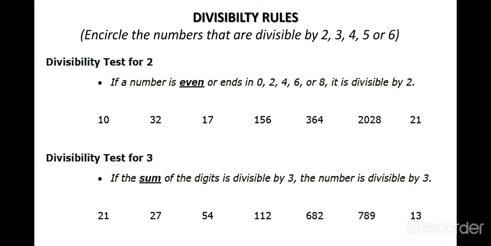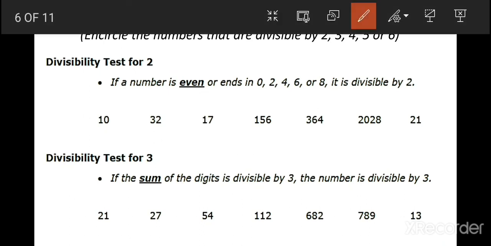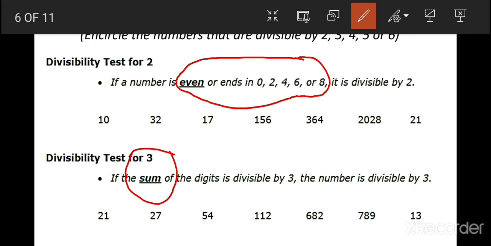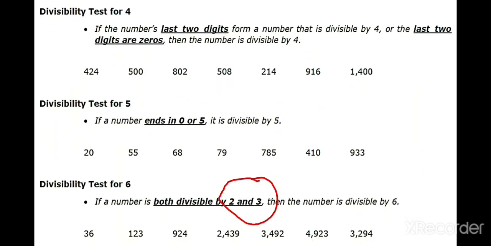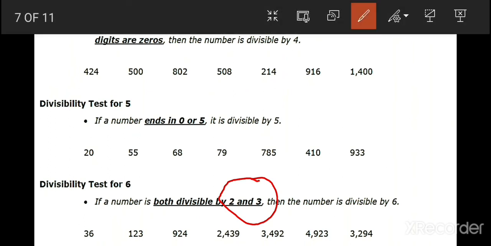If a number is even, so you have to take note of this one, even number that is divisible by 2. And here it's the sum, okay, that is divisible by 3. Alright, so let's take a look at 36. Okay, 36. Is it an even number? Yes, it is an even number. So I'll just put a check here on the side.